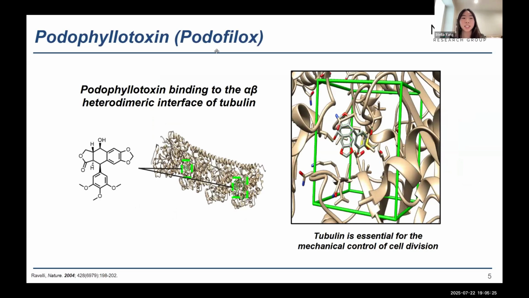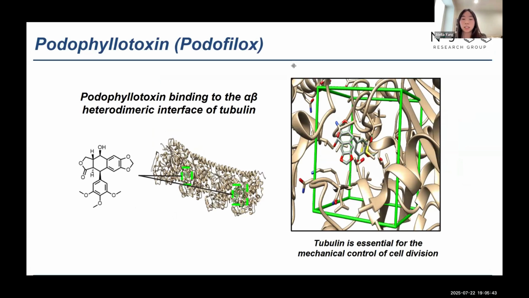Okay, so here's a visualization of podophyllotoxin's biological mechanism of action. The molecule binds to a protein called tubulin, and tubulin is responsible for the formation of spindle fibers, which are needed for cellular division or mitosis. So by binding to tubulin, podophyllotoxin is able to inhibit tubulin polymerization and thus prevent the spread of cancer.